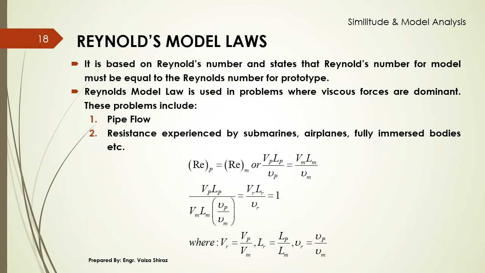Starting with the Reynolds model law, it is based upon the Reynolds number and it states that the Reynolds number for the model must be equal to the Reynolds number for the prototype. It is usually used in problems where viscous forces are dominant, including pipe flow and the resistance experienced by submarines, airplanes and fully immersed bodies. So just compare the relations for the Reynolds number for the prototype and the model and we can have this simplification.